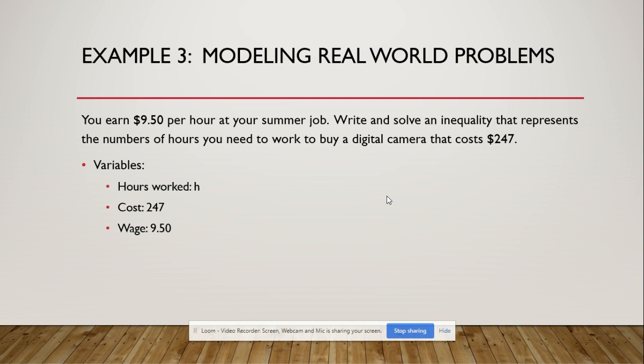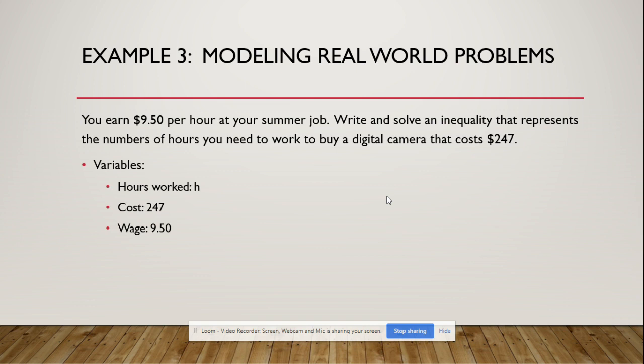Now we need to relate these and find out how wages, hours, and cost are all going to be related. Now that cost is the minimum amount we need to earn. If I earn more money than what is required to buy the digital camera, great. I hope to do that. I don't want to spend my entire income on a single item. So that 247 is going to represent a minimum. We're going to want how much money we earn to be greater than the amount we're going to spend.